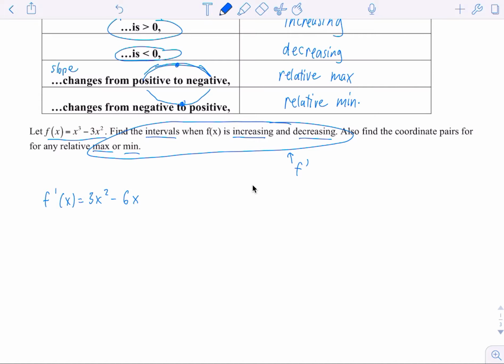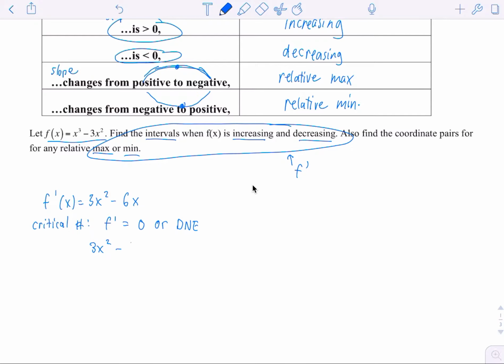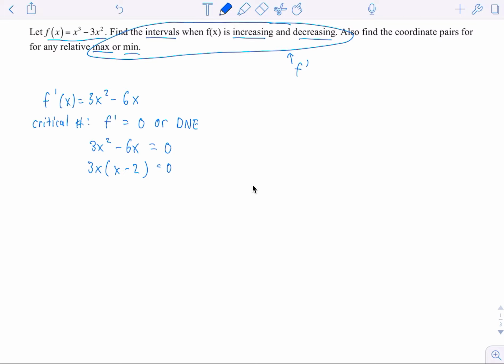So let's first set this equal to 0 to find our critical numbers. Critical numbers happen when the derivative is equal to 0 or undefined, does not exist. Let's set this equal to 0 because it can't be undefined. 3x squared minus 6x is equal to 0. We can factor out a 3x, so we get 3x times x minus 2 is equal to 0, and that leaves us with x is equal to 0 or 2. These are the critical numbers.